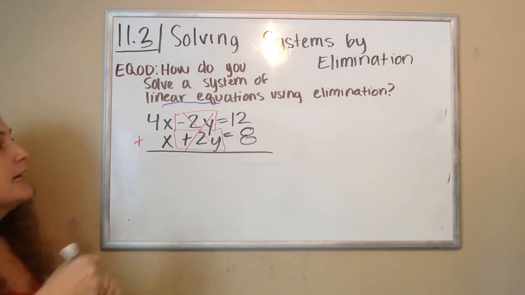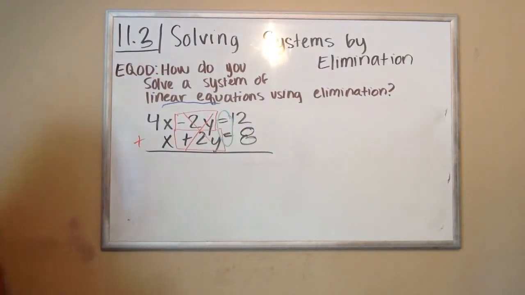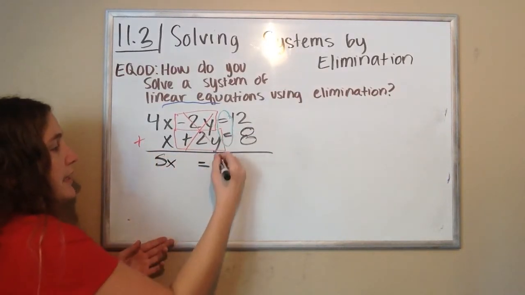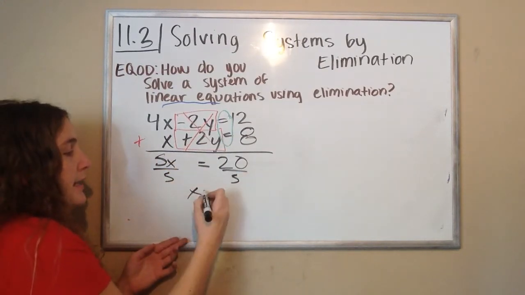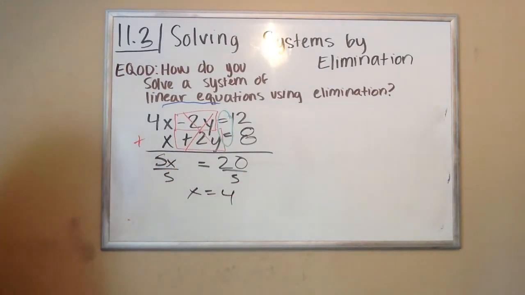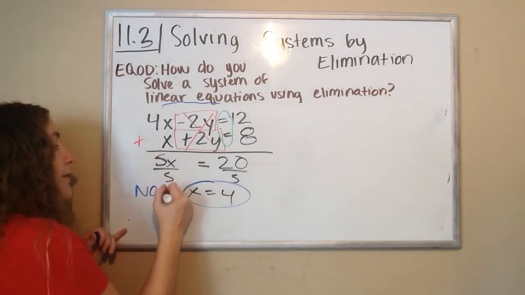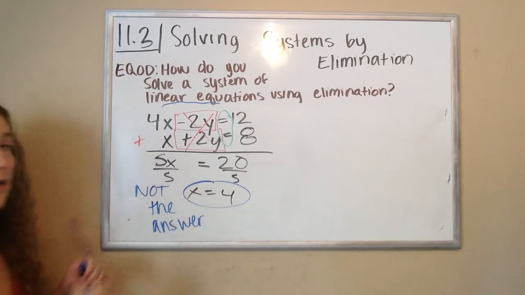And you notice that again, our equals are lined up. Okay, they have to be lined up. 4x plus x is 5x equals 12 plus 8 is 20. Remember the y's canceled, divide by 5, you get x is equal to 4. We are well on our way to the answer, but I will say it one more time and write it one more time. This is not the answer, okay?